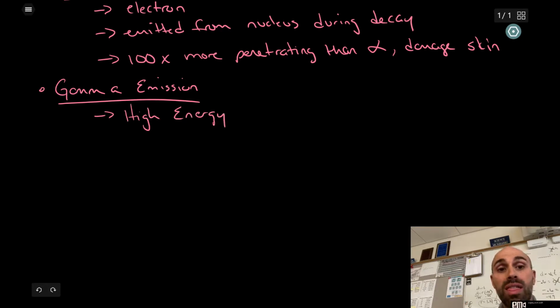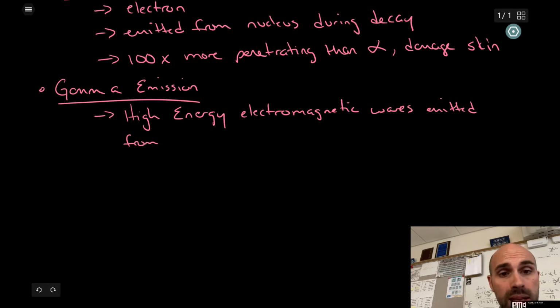Now the last one, that is what changed the Hulk into the Hulk, or Bruce Banner into the Hulk. It is gamma emissions. And if you remember, this is not a particle at all. It is a high energy electromagnetic wave. Yes, it is a wave.